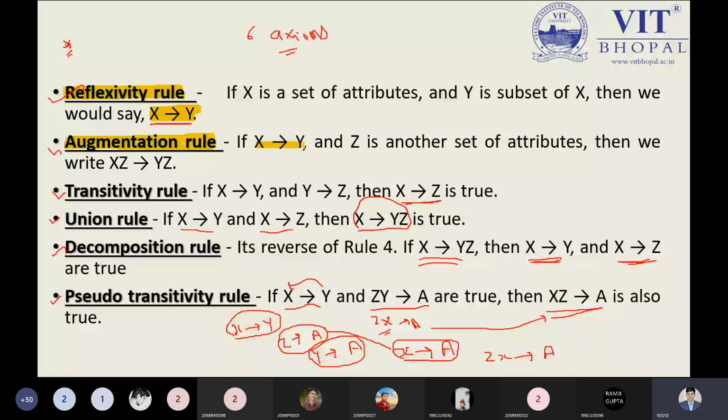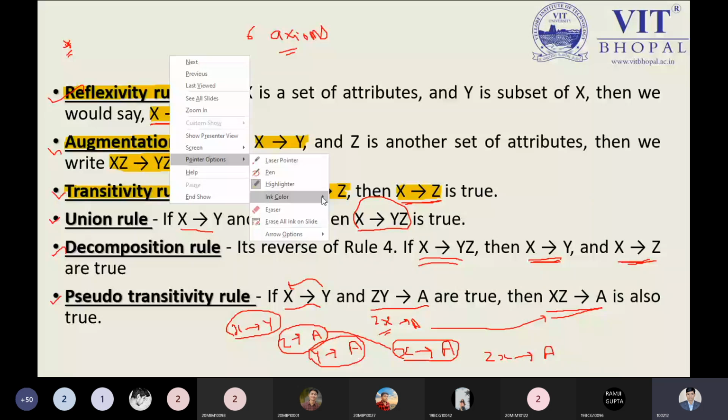If we talk about the transitivity rule, as we know, if we have X determines Y and Y determines Z, then you can easily say X determines Z. This condition will hold true. Now, other than these 3 axioms, we have other axioms, and we have to keep all of these in mind properly. So now we have the union.